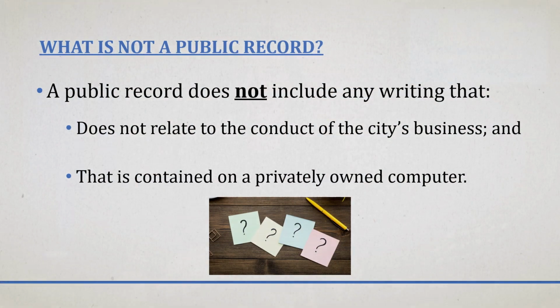So again, we know what a public record is for disclosure. Now we'll talk about what it's not. A public record does not include any writing that does not relate to the conduct of the city's business and that is contained on a privately owned computer. This is always interesting to me. A lot of times you will see city officials who have two phones. They have their personal phone and then they have the city phone. And that's probably a recommended best practice.